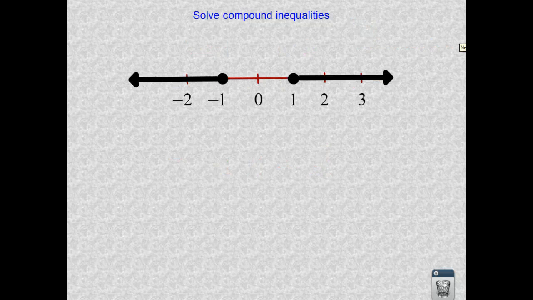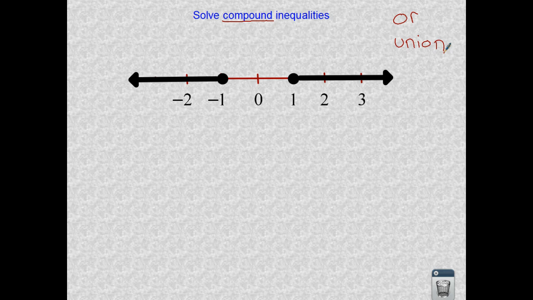Now, notice that the arrows are going apart from each other. So there aren't going to be any shared answers here. There are only going to be answers that satisfy each inequality separately. So what makes this compound is that there are two inequalities on the same number line. And we call this an OR, also known as a union.